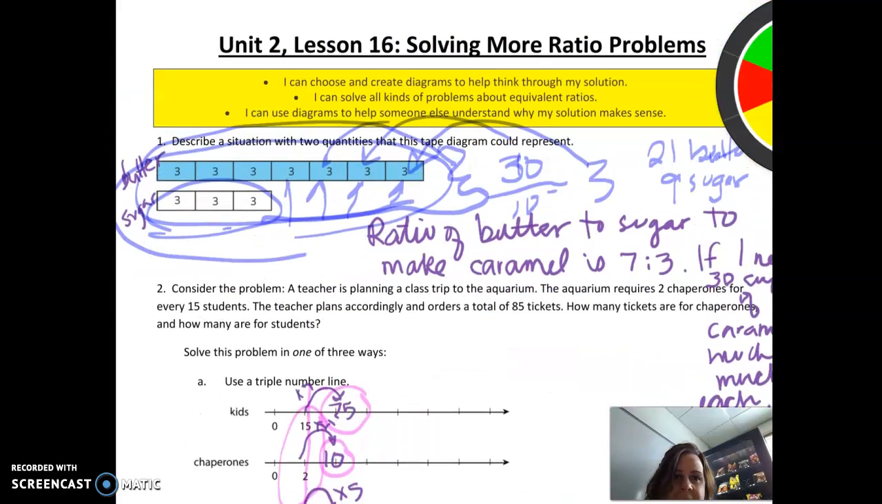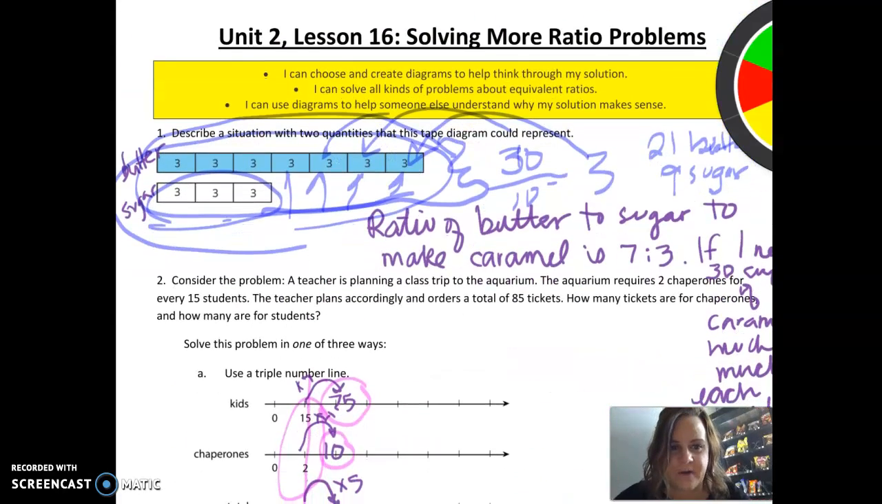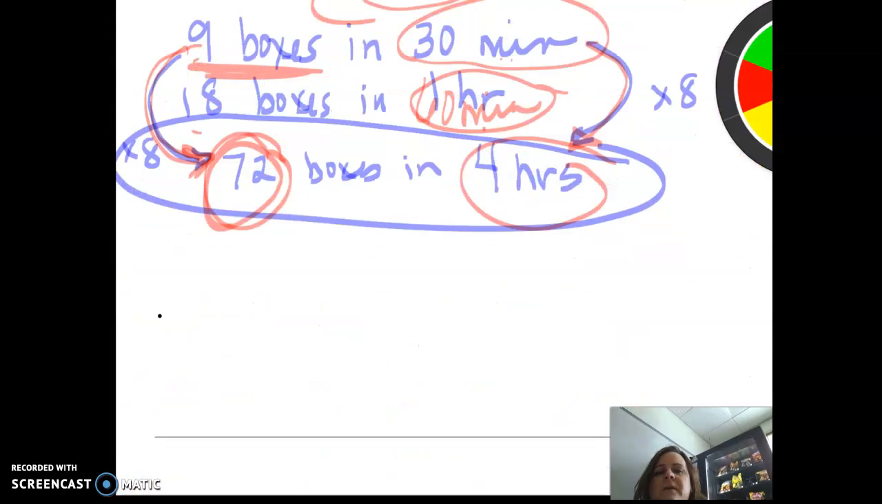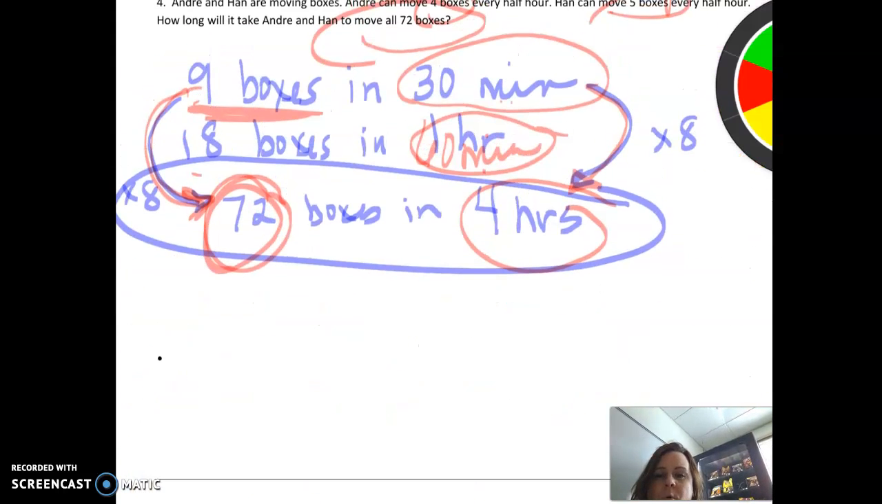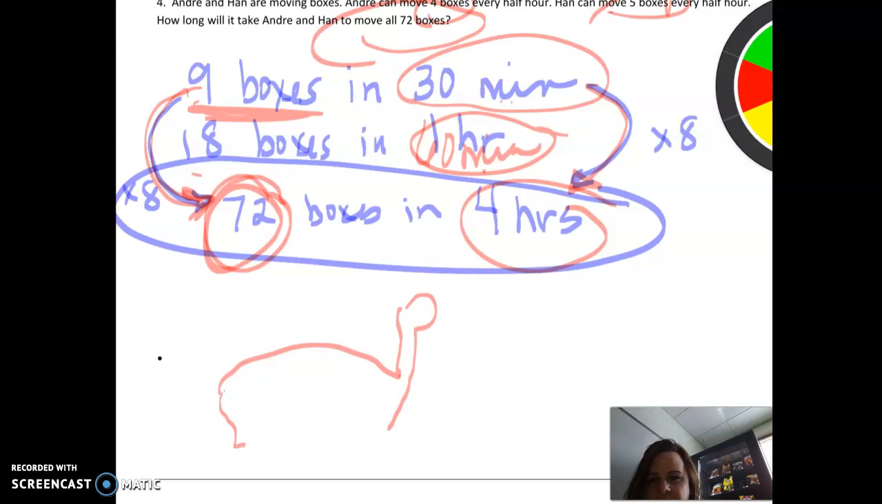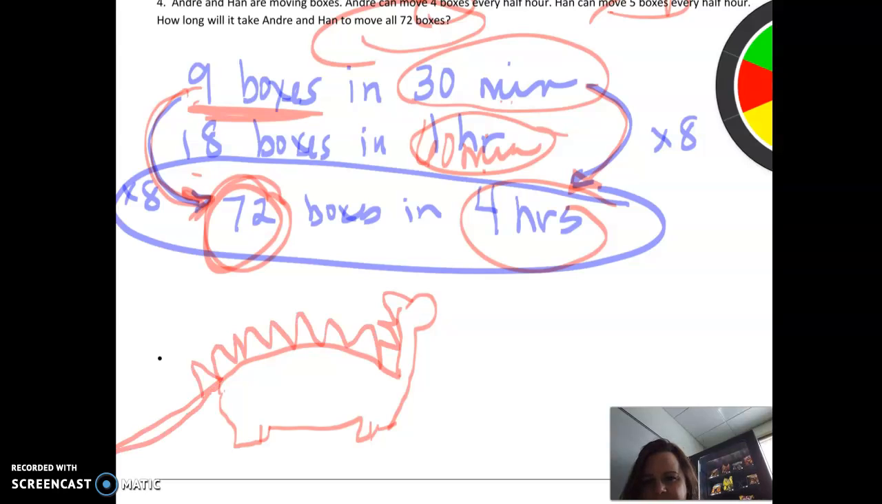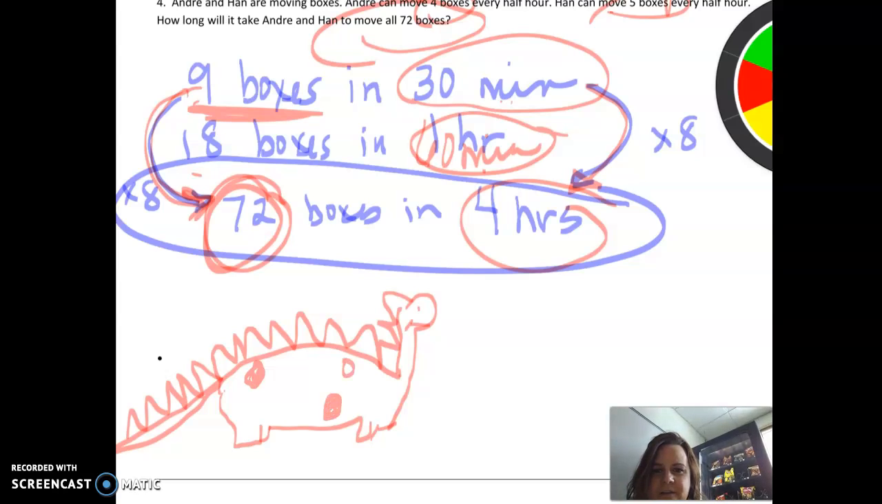All right, looks like that's the last one. If you reached this far, then what I want you to do is down here at the bottom underneath number 4, I want you to draw a Stegosaurus. And if I see a Stegosaurus on your paper, I'm going to know that you listened. I'm going to make mine a polka dotted Stegosaurus. Then I know that you listened to this correcting video.